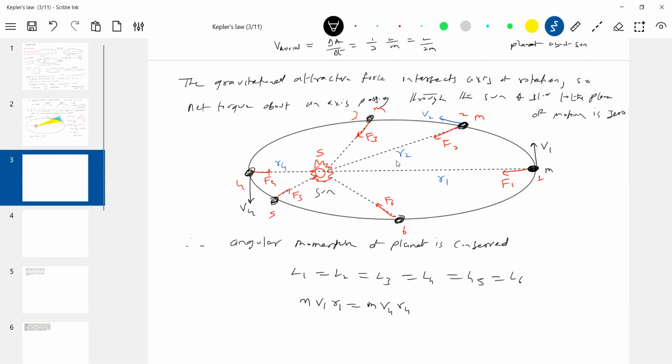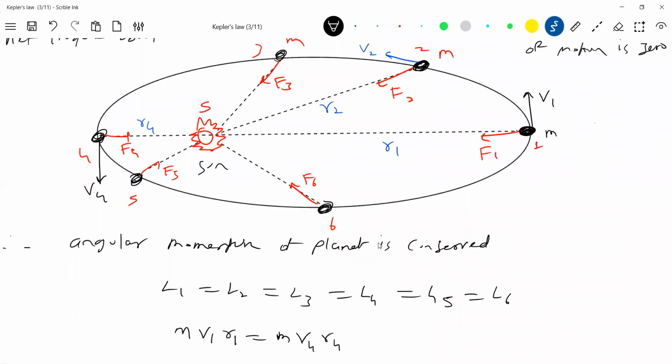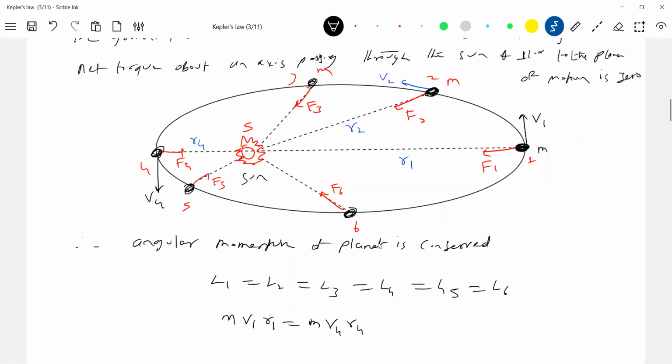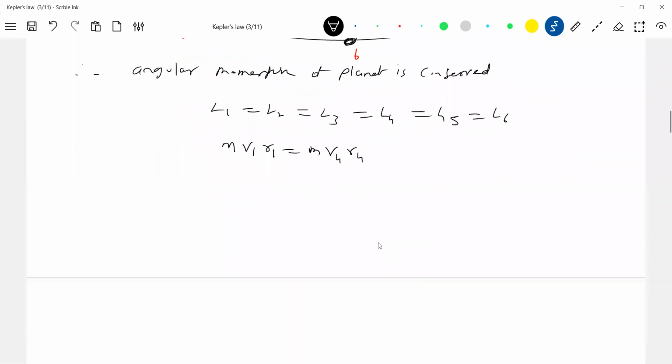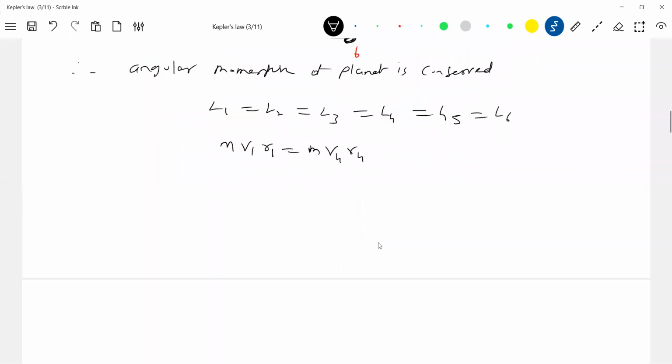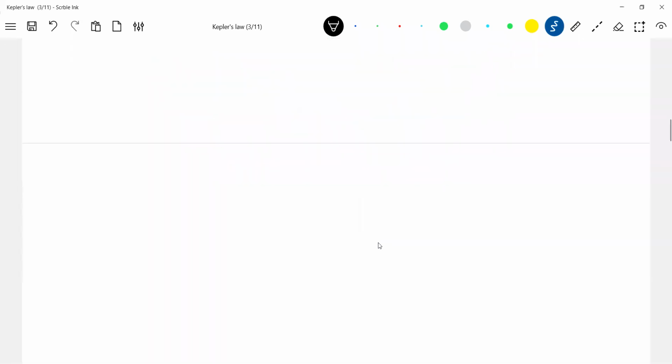Can you apply it when you solve problems related to elliptical orbits? The answer is yes. After this, we'll see what other things I can take help from here. So what are any other laws? Conservation of mechanical energy. Can I take help of that?